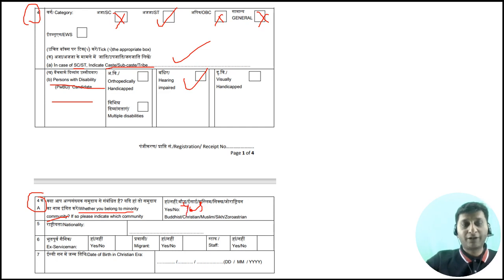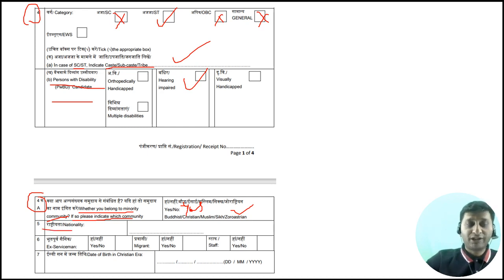If no, please write no here. And if you have written yes here, please tick the minority community you belong to. If so, please indicate which community. Just put the tick on the appropriate community. Suppose you are a Zoroastrian, then put a tick on Zoroastrian.